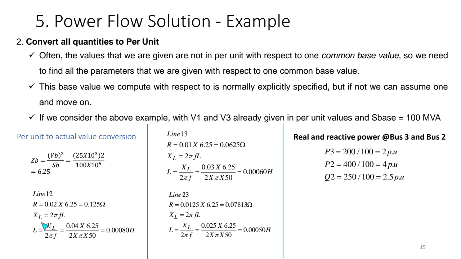And then the reactance formula, we know XL equals 2 pi FL. But in MATLAB specifically, we need an inductance. So in order to derive the inductance, you rearrange this formula: L is equal to XL divided by 2 pi F, where XL is the line reactance, given as 0.04. This 0.04 is in per unit, so we want to convert it into actual value. So multiply by 6.25, and the denominator is 2 pi f. We assumed the power system frequency is 50 Hz, so 2 pi f is a constant.